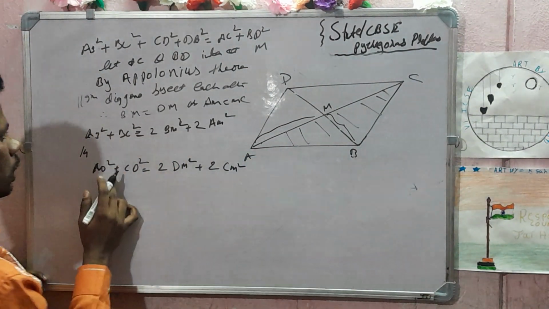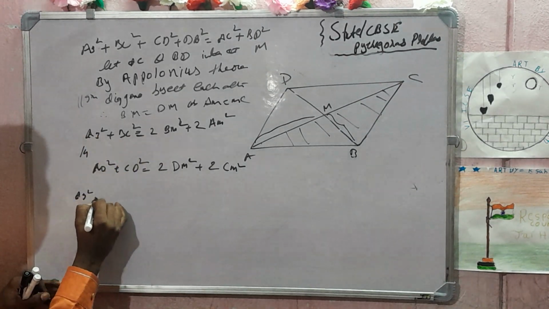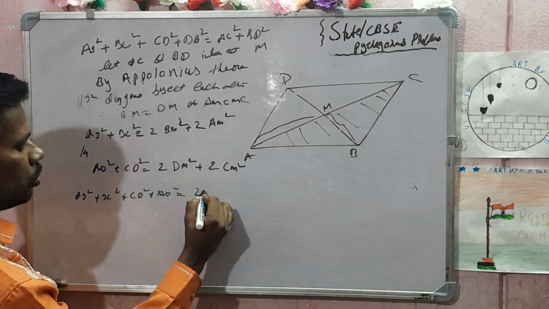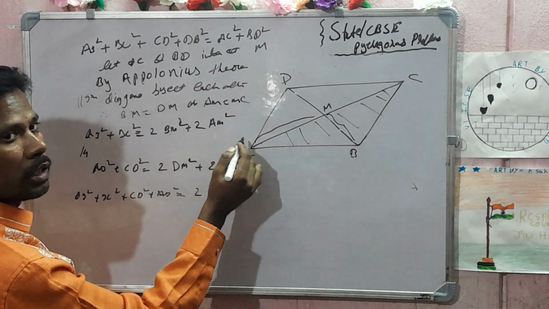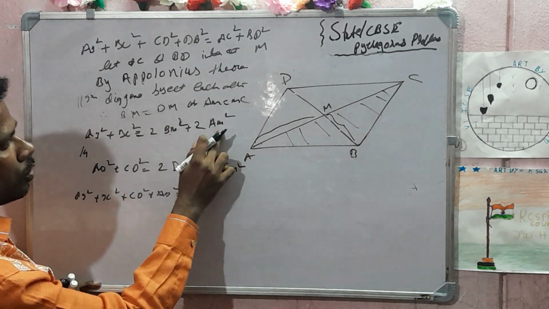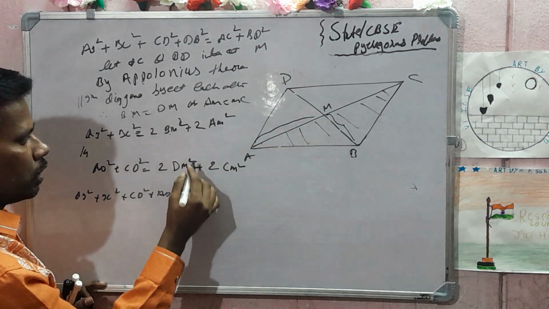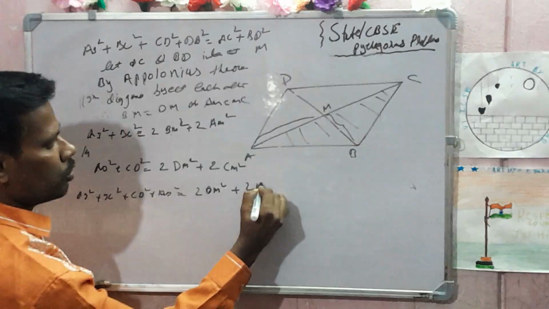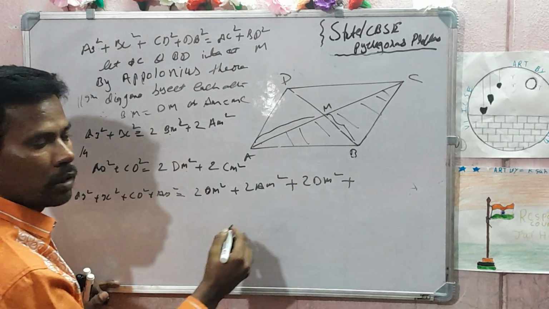Now what can you say? Here you can add all these: AB square plus BC square plus CD square plus AD square is equal to twice BM square plus twice AM square plus twice DM square plus twice CM square.